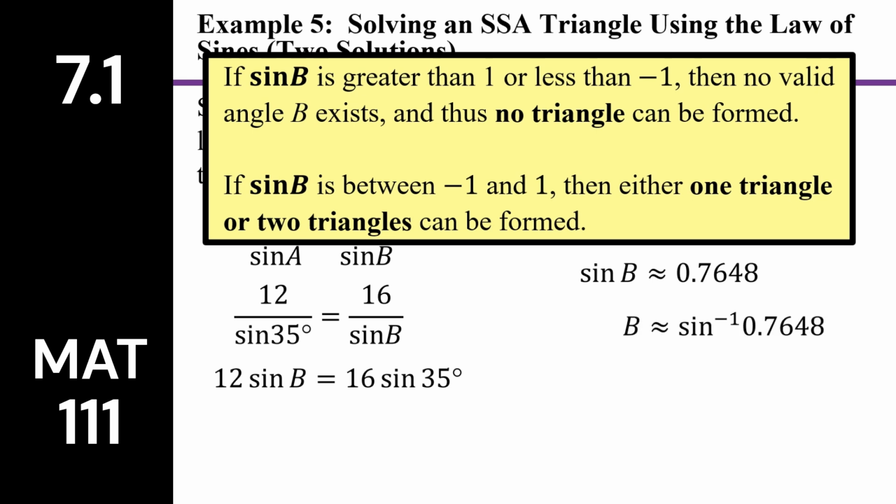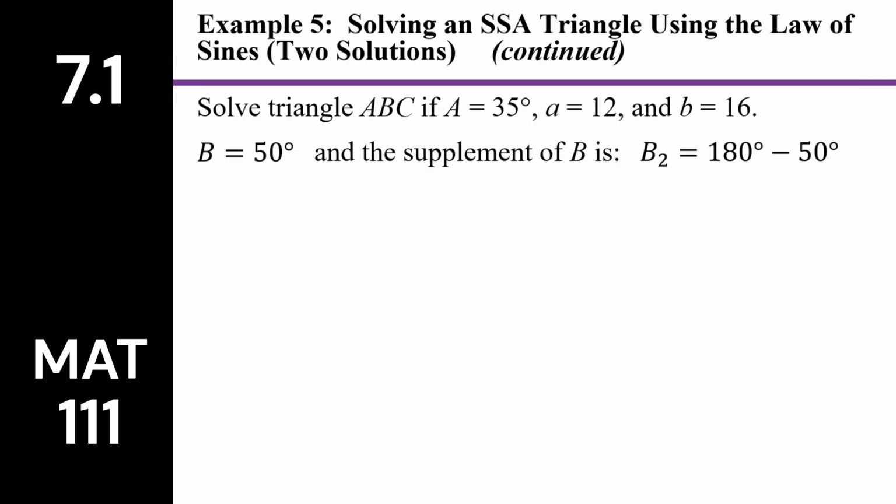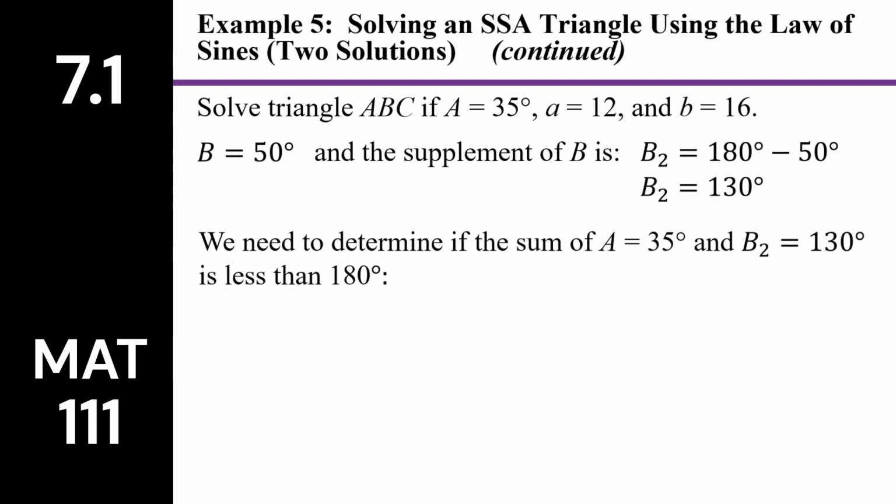We find angle B by using the inverse sine feature on our calculator. That gives us a 50-degree angle. And in addition to that, we know that any particular sine, such as 0.7648, will give us two angles between 0 and 180. The other one will be the supplement of B. To find the supplement of B, we subtract it from 180. We'll call that B sub 2. B sub 2 is 130 degrees.